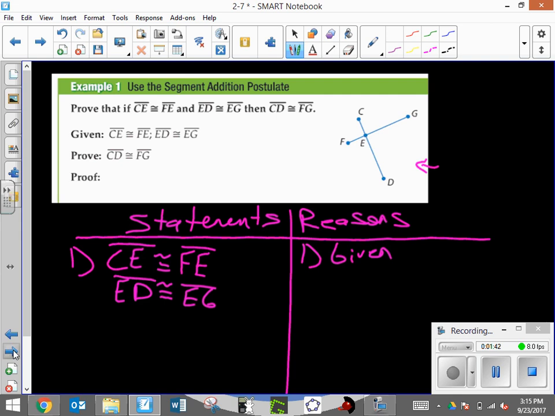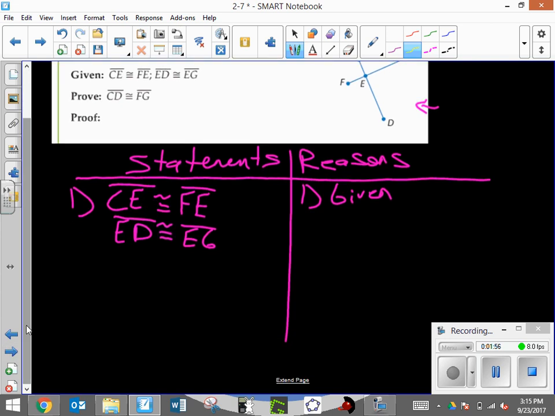The first thing that we're going to want to do here is we can't work with congruence very well. So we're going to change our given, and we're going to change those to equals. It's a very easy step for us because we know we can convert between congruence and equals. So step 2, I'm going to say that segment CE is equal to segment FE, and I'm going to say that segment ED is equal to segment EG.